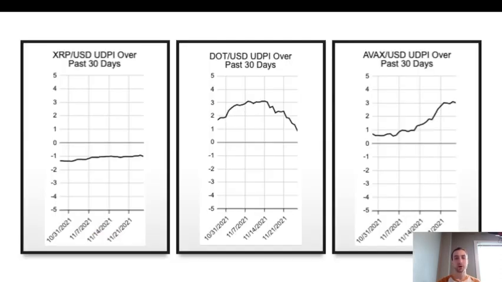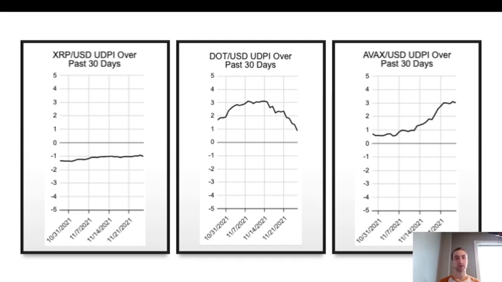Okay, so I think that these are interesting to look at alongside each other because they're quite different. So, on the left-hand side, we see XRP. We've been saying the same thing about XRP since we started the channel a couple months ago, which is that XRP is relatively low risk, but it's also not really moving. It's been flatlining for a while.